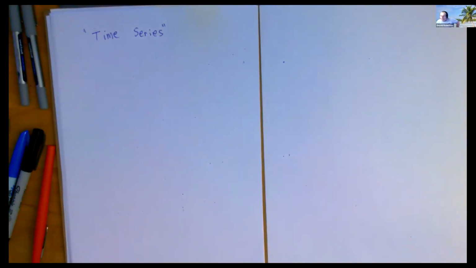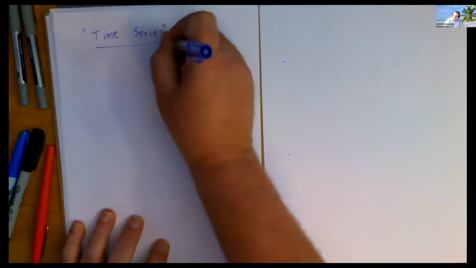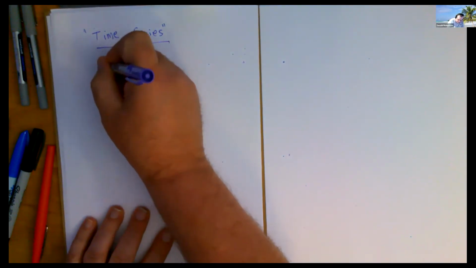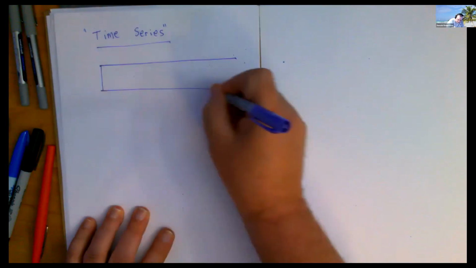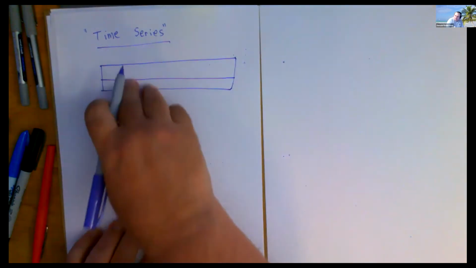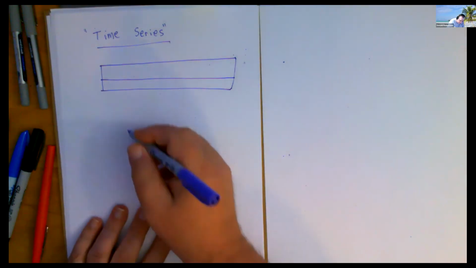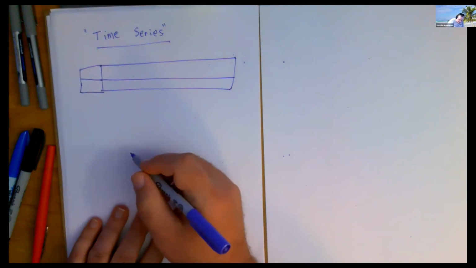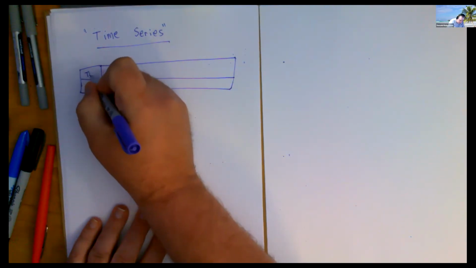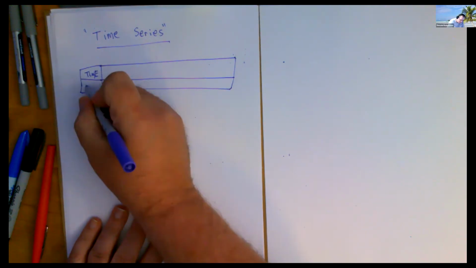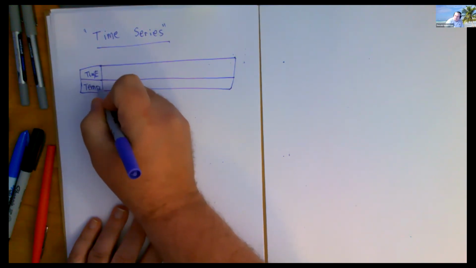Have I done time series for you yet? Have you seen one? Good. Right. So this is another different kind of graph. The only reason I'm doing this table horizontally is because it uses less room. Some tables go vertical, some go horizontal. No other significance to it, except it takes up less room. So let's do time. And after time, we'll have, say, temperature.